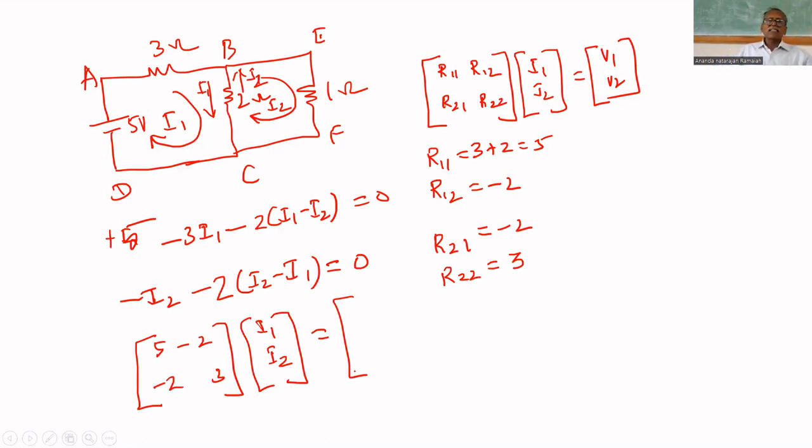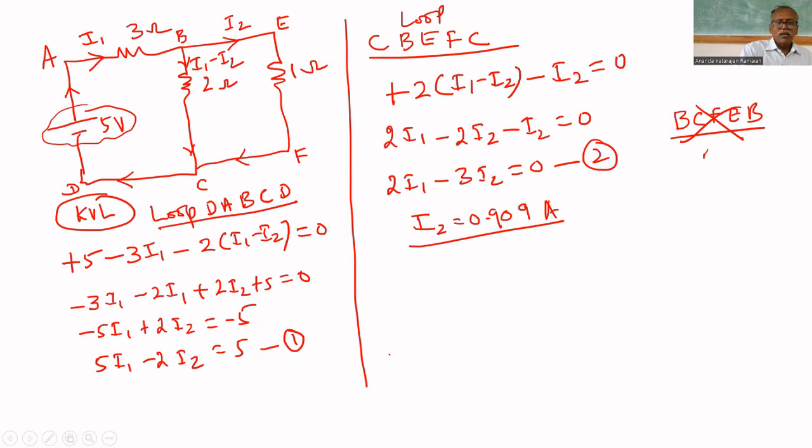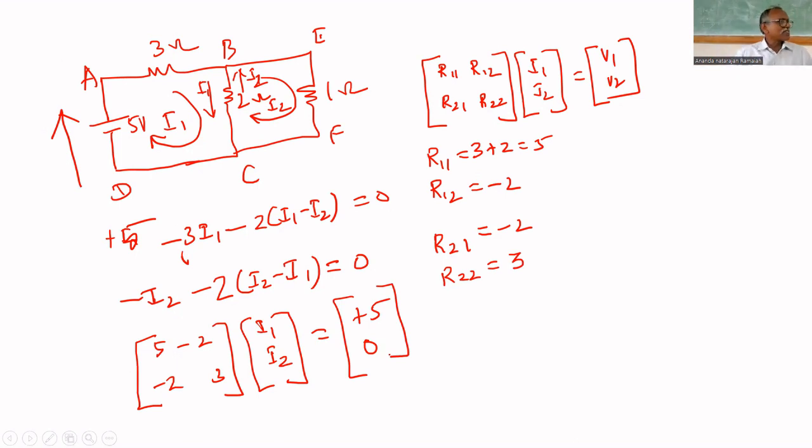If it is in the direction of I1, plus. What is the direction of I1? From D to A, there is a rise in potential. The direction of I1, rise in potential, that's why plus 5. Here no EMF, that's why 0. Check whether you got the same equation: 5I1 minus 2I2 equal to 5. We got the same equation.